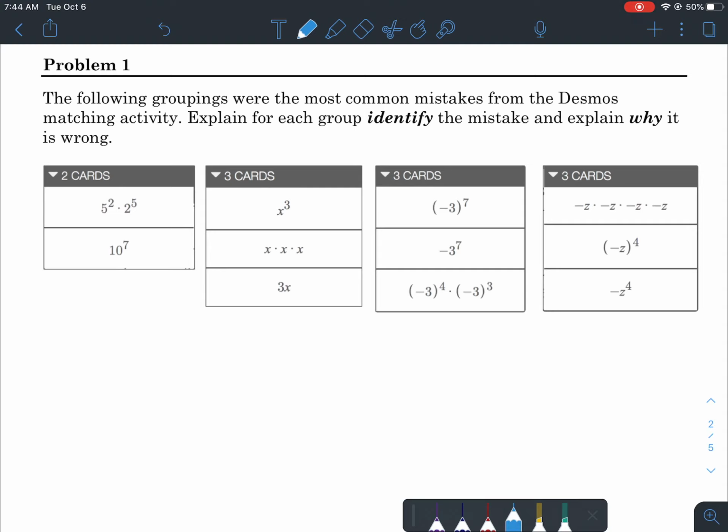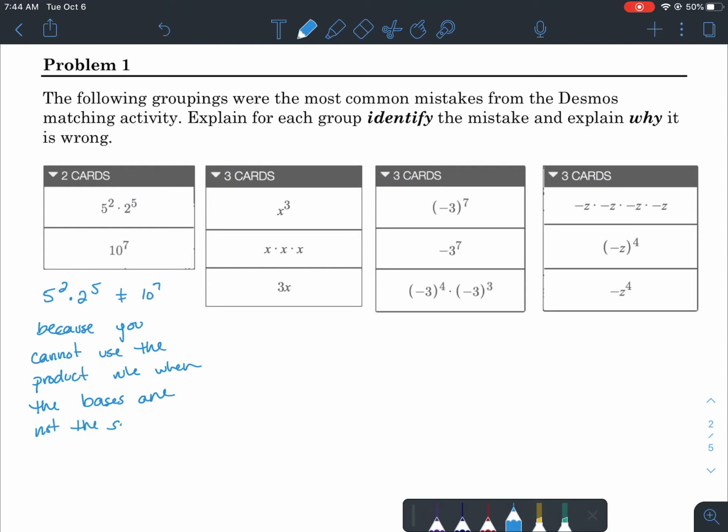So that first one, both of these are not correct. We know 5 squared times 2 to the 5th does not equal 10 to the 7th because you cannot simplify, or you cannot use the product rule, when the bases are not the same. Let's take a look at the second group.